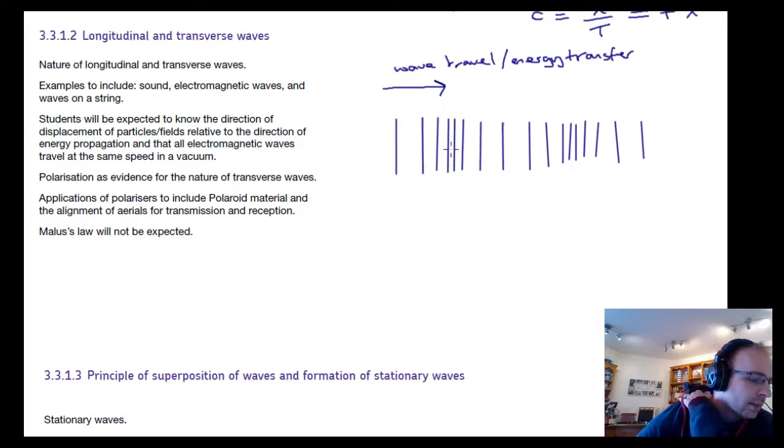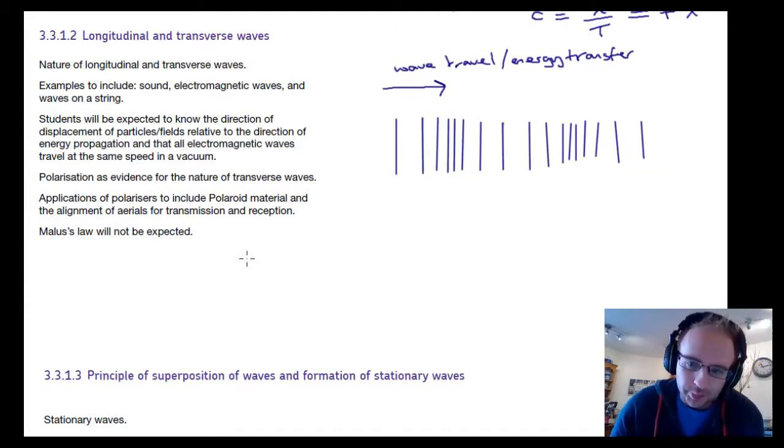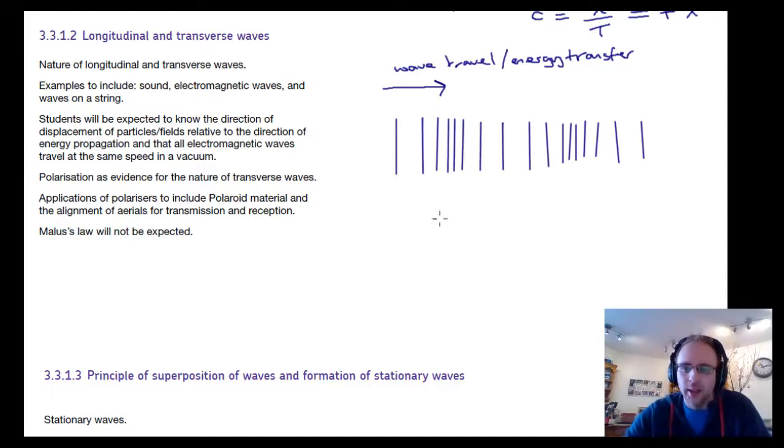Hello, Vincent. Most of this will be relevant to you, Vincent. I don't think there's many differences between the IB and the A-level specs. Malus's law, though, you do need to know. We'll get to that shortly. Well, we won't do it, but I can do it separately.